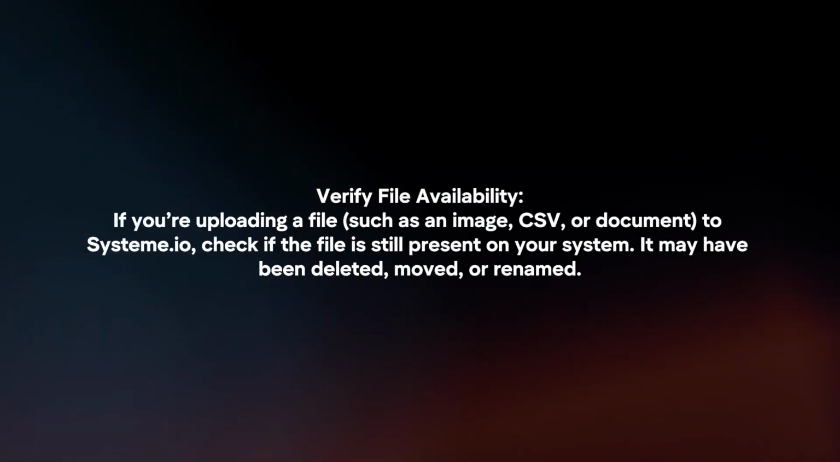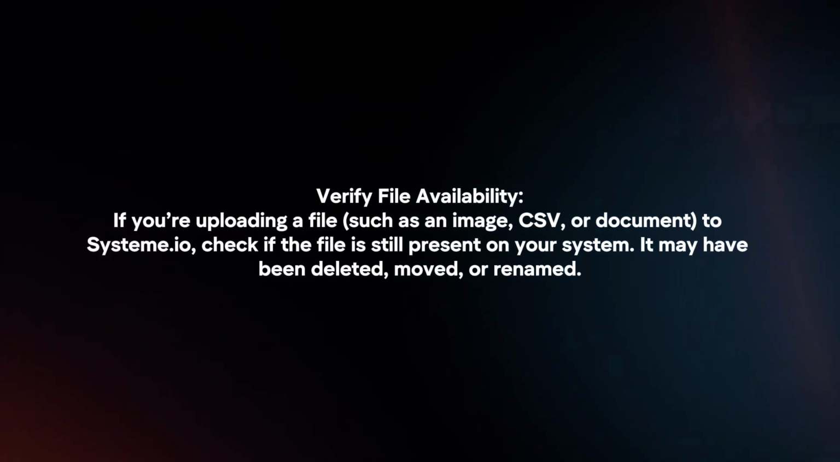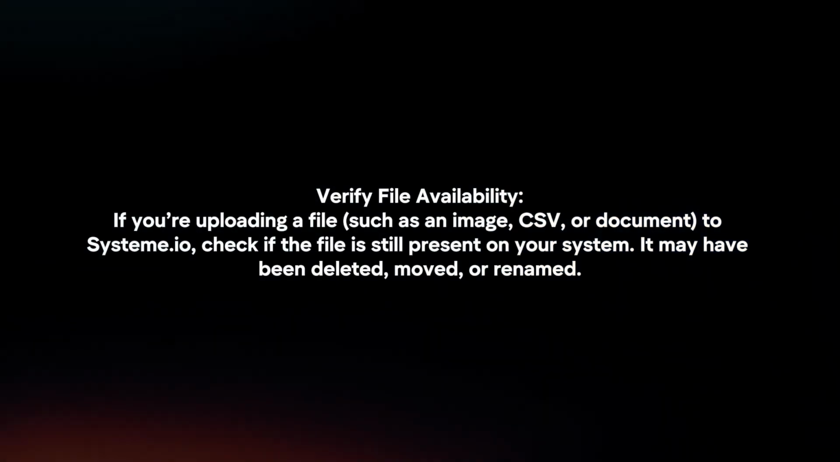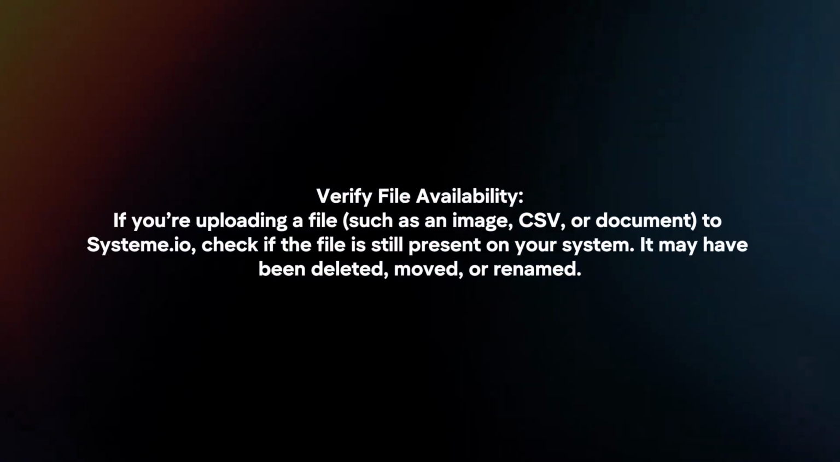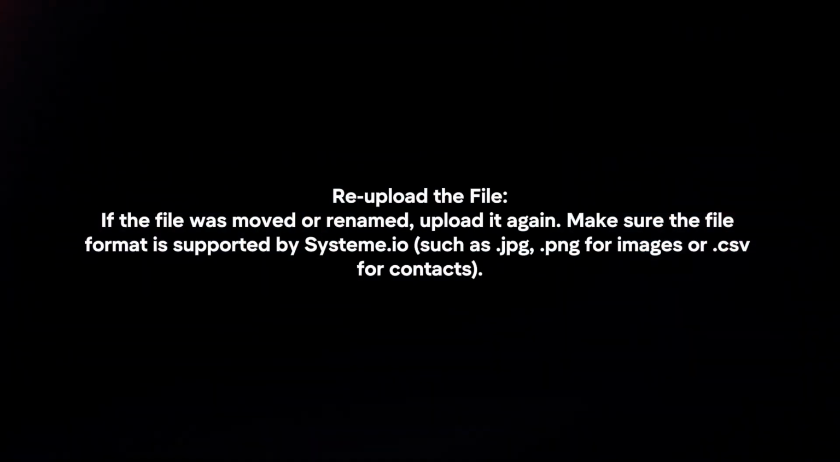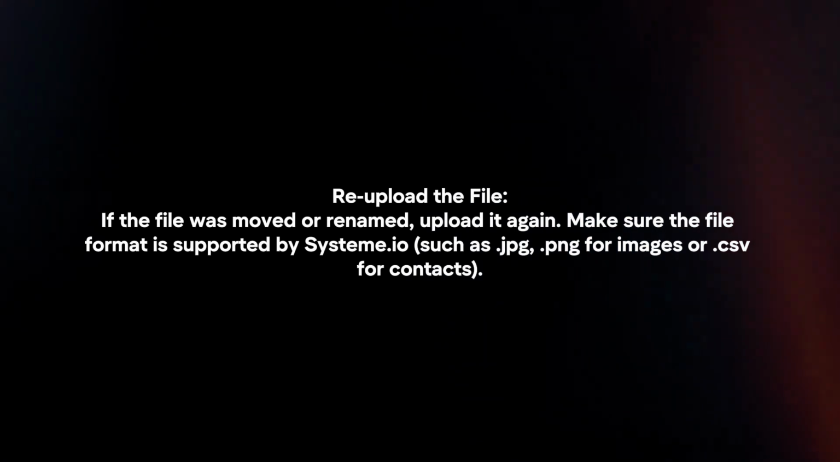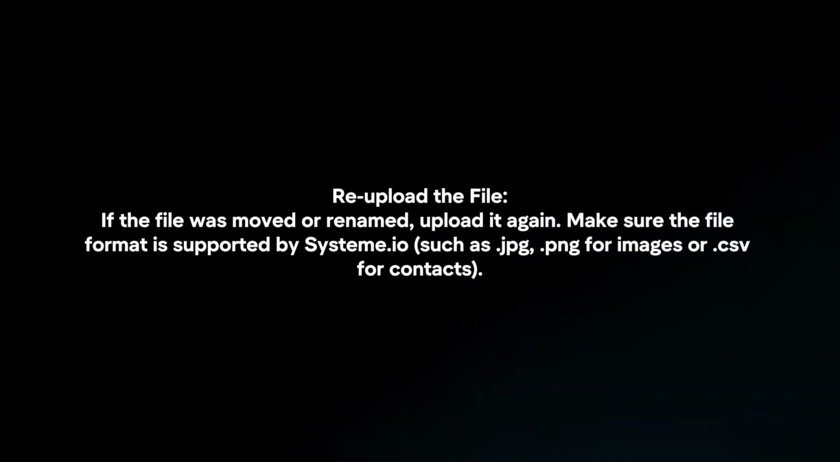Verify file availability. If you are uploading a file to system.io, check if the file is still present on your system. It may have been deleted, moved, or renamed. Re-upload the file. If the file was moved or renamed, upload it again. Make sure the file format is supported by system.io.